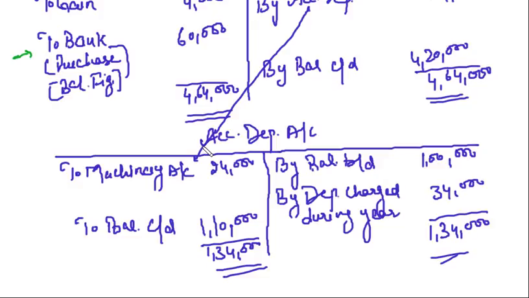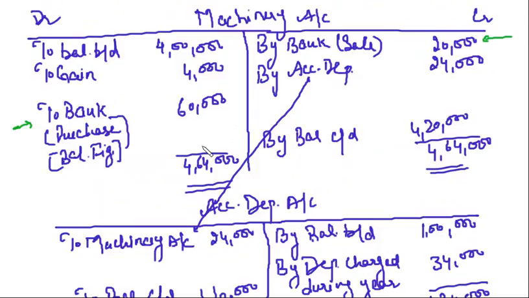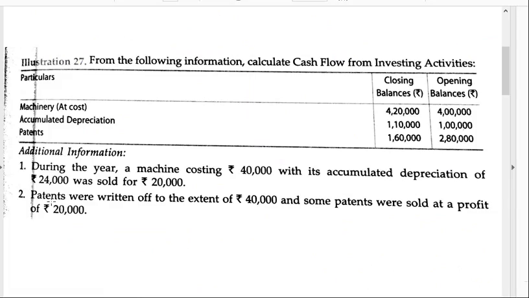No, nothing. Right? So this is how you will be preparing the fixed asset account, and if you have accumulated depreciation given in the question, then you have to prepare accumulated depreciation account also. Then we have some more information regarding the patents. Patents are also our fixed assets, right? So we are given that patents were written off to the extent of 40,000 and some patents were sold at a profit of 20,000. First of all, let's start preparing the patents account.